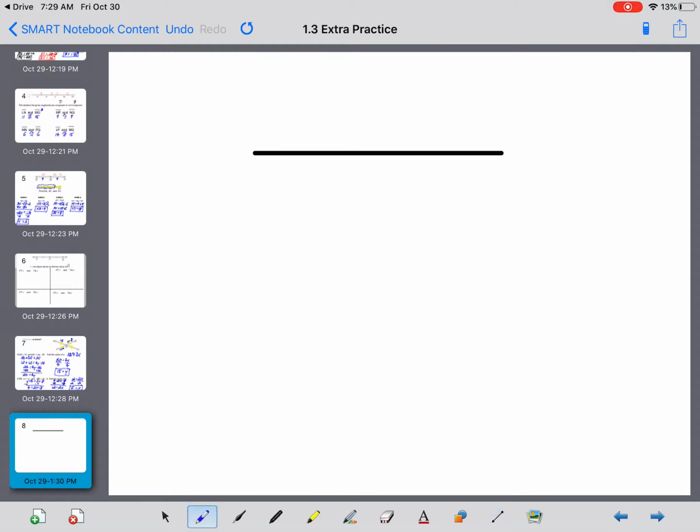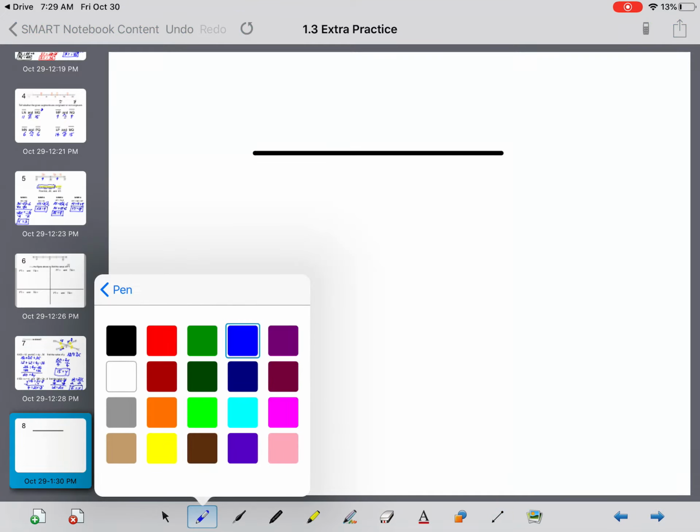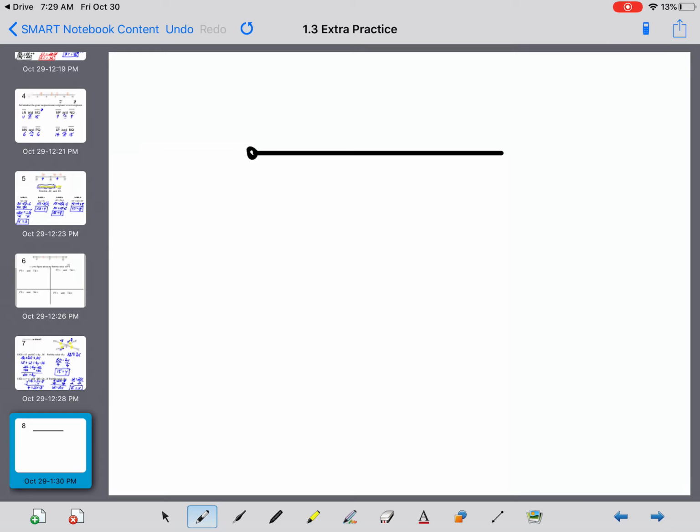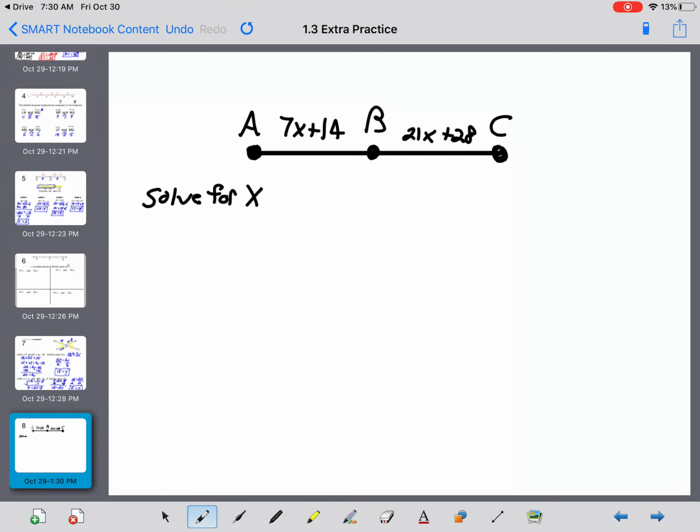Okay, we have a line with 3 points, A, B, and C. All right, AB is 7x plus 14. BC is 21x plus 28. Okay, and we're going to solve for x.